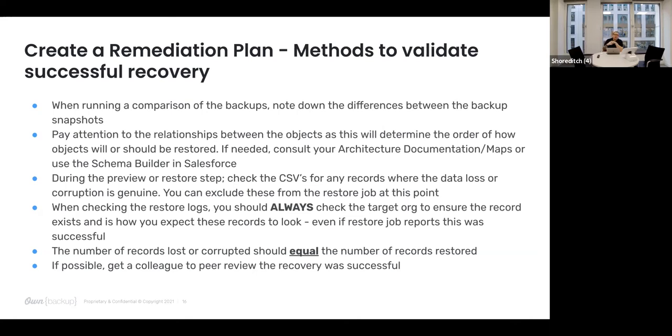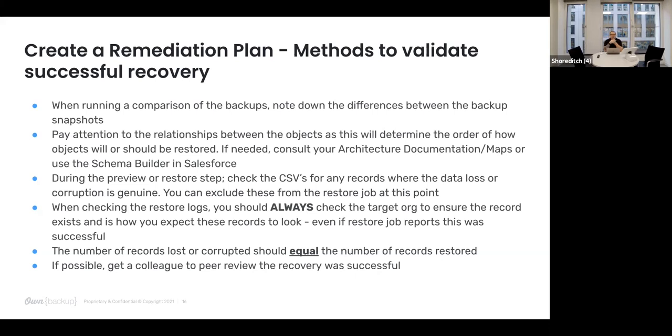And then also during the preview and restore steps, in OwnBackup, we do allow you the ability to take out CSVs, and you can make choices about what records you actually want to recover. Some losses and corruptions are genuine. You're thinking, what? Well, data is always changing, right? So if something has been deleted intentionally, we don't want to be restoring it. Or perhaps if we've changed the field, we don't want to be restoring that. So think about those records that actually may not have been impacted, but might come up as a change or as lost.